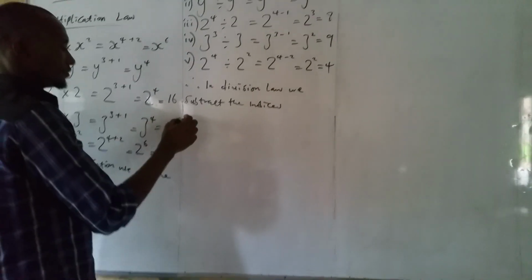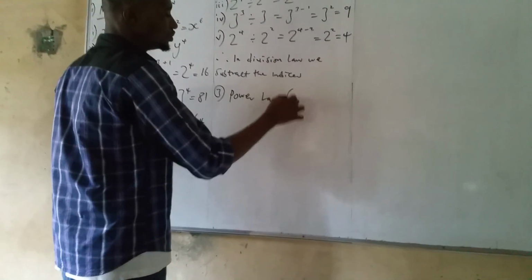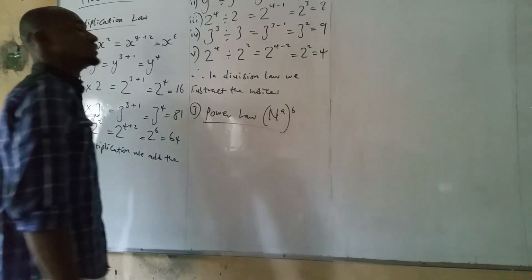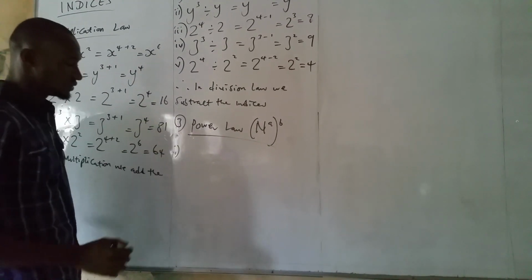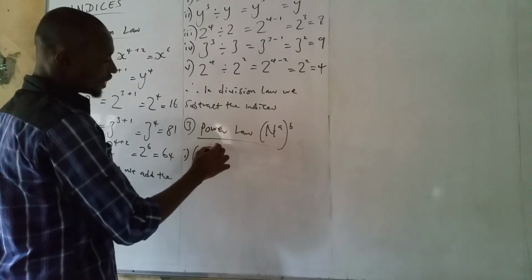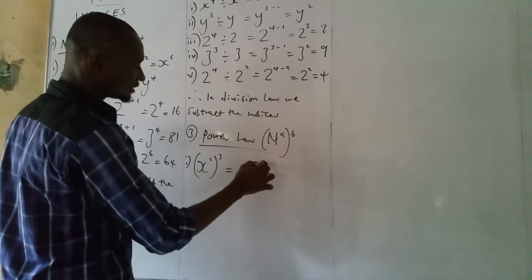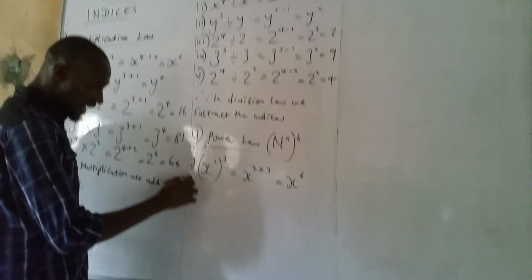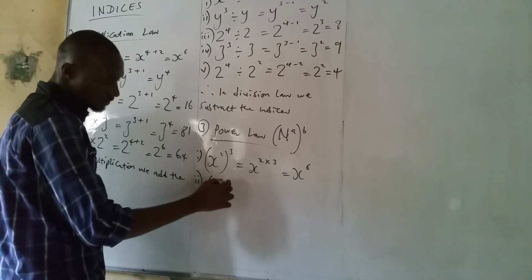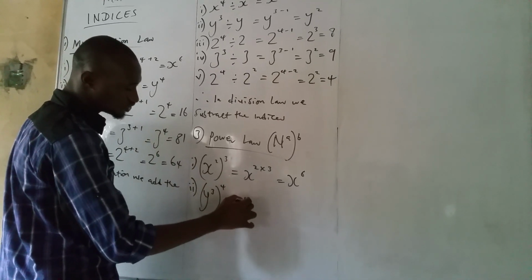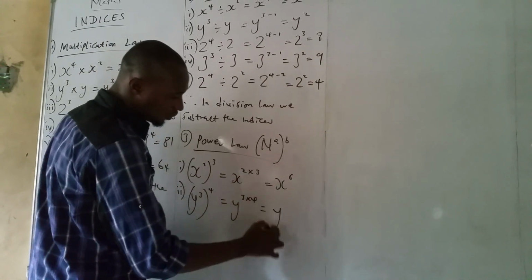Now the next law, the third law, power law. Use this to remember this law. N raised power AB. Are you there? In power law, we have s squared all raised power 3. This means s raised power 2 times 3. And this equals s raised power 6. When you have y raised power 3, all raised power 4, this equals to what? Y raised power 3 times 4. This equals to y raised power 12.